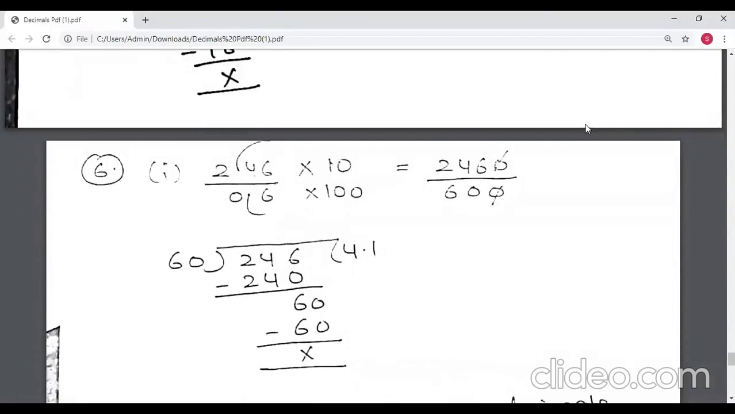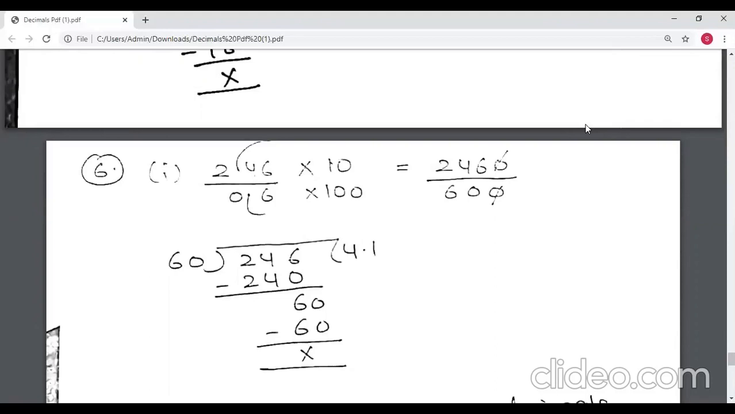Question number 6, 2.46 upon 0.6. In this part, we will be removing out the decimal part from the numerator. 2 decimal places are there. When you remove the 2 decimal places from the numerator, you write down 100 in the denominator. Similarly, 0.6 is given in the denominator. Remove the decimal part from there and put 10 in the numerator. So your final number will be 2460 upon 600. 0 and 0 in the last can be cancelled off. Your number remaining will be 246 by 60.